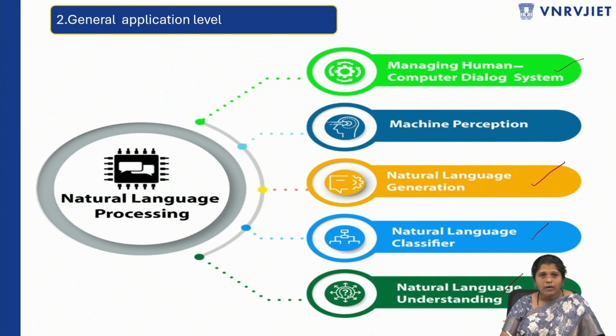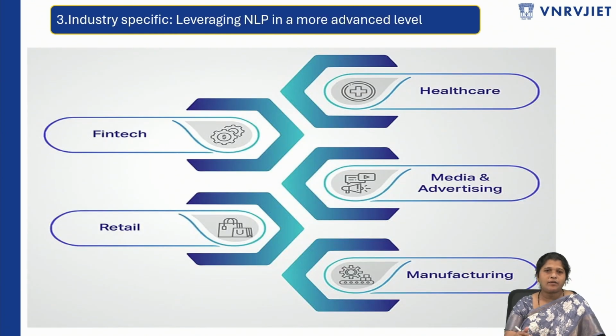So, moving from the core level to the specific application levels, here we have understanding, generation, and classification. Now, as I mentioned, when we map to industry applications, we can use it for fintech, retail, healthcare, media and advertisement, manufacturing, even chemistry applications, and also bot applications. This is how NLP is used at a more advanced level.